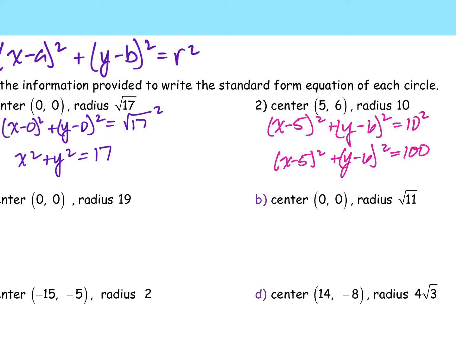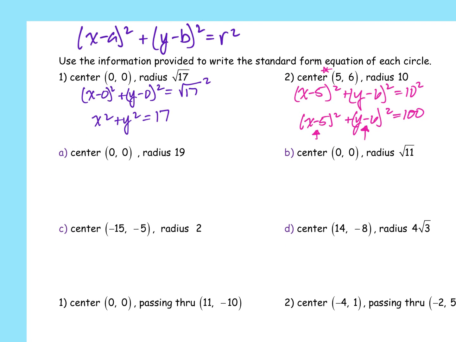I do want to point out this part before we move on. If you look at the signs inside the point, the center of my circle, it's plus 5 and plus 6, right? In my equation, what are they? It's negative, right? So in the equation, it's the opposite sign of what's in the point given. Okay? So go ahead and do numbers A, B, C, and D.